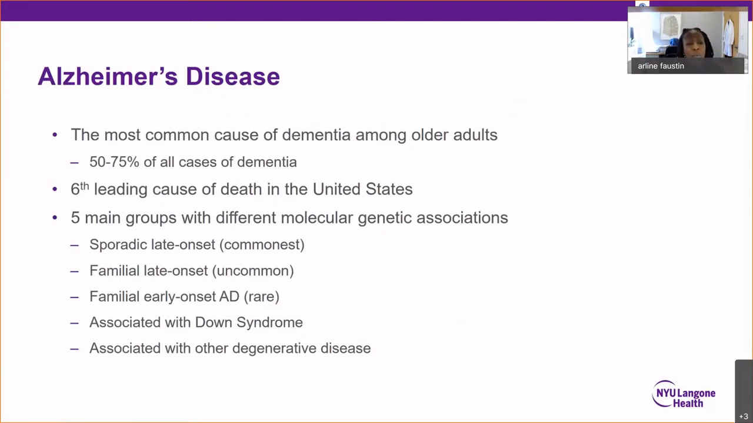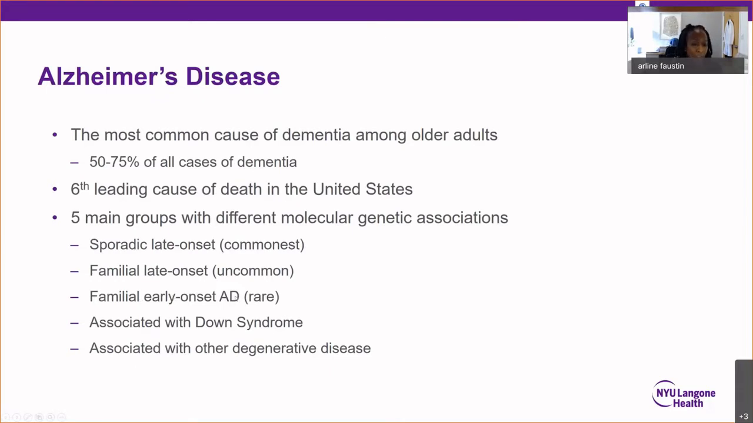And there are 5 main groups with different molecular genetic associations that have to do with Alzheimer's disease. So, sporadic late onset Alzheimer's disease is the most common type of Alzheimer's disease. When we say late onset, it's usually saying the onset of disease is from 70 years old and above. Familial late onset usually can happen as early as the 40s, but usually it's people maybe in their early to mid 60s that are showing symptoms. Actually, sorry, the familial late onset is more in your 60s, maybe late 60s.